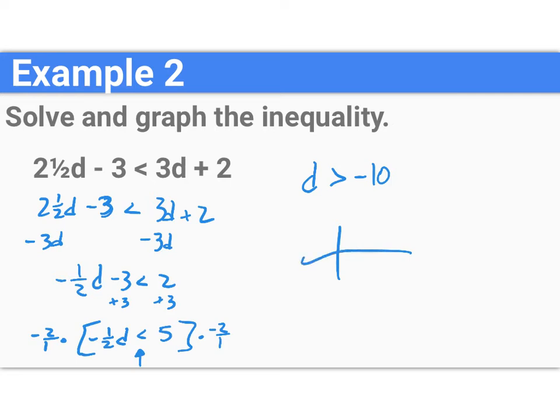And so now we graph it. 0 for reference. Negative 10 is on the left. And all numbers bigger than negative 10 will satisfy the inequality. And you can always check by putting any answer in. So I will put an even number in when dealing with a half. So I will put in negative 8 and see what it does. And you can check it.